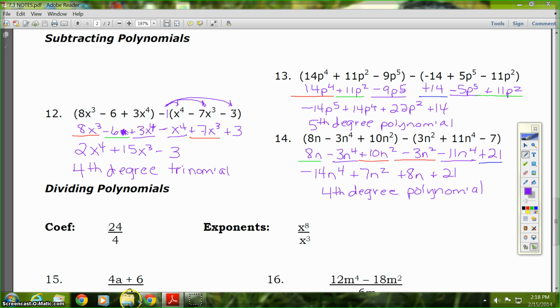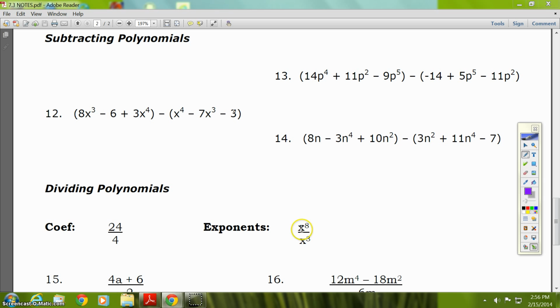Okay, you want to use the distributive property. Moving on to dividing polynomials.